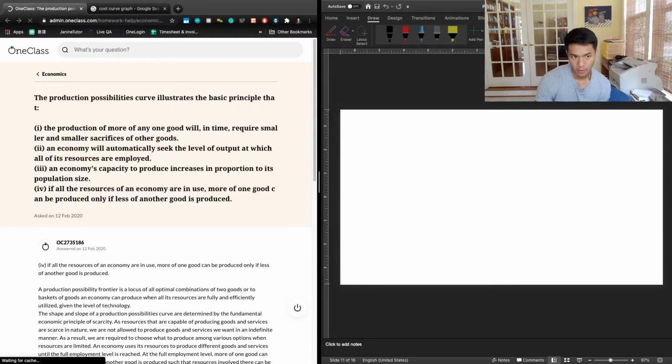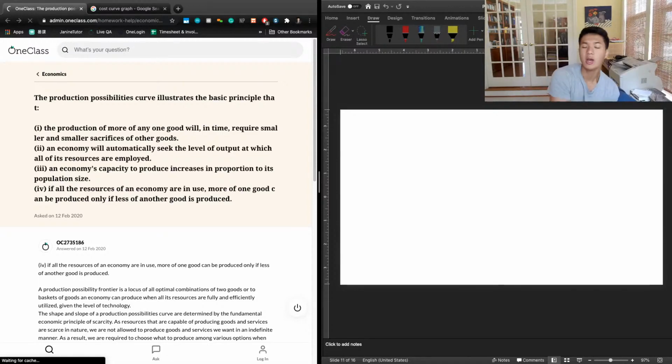All right, the next question says that the production possibilities curve illustrates the basic principle that: 1. Production of more of any one good will in time require smaller and smaller sacrifices of other goods. 2. An economy will automatically seek the level of output at which all of its resources are employed. 3. An economy's capacity to produce increases in proportion to its population size. 4. If all the resources of an economy are in use, more of one good can be produced only if less of another good is produced. And so the production possibilities curve is given by this graph right here.